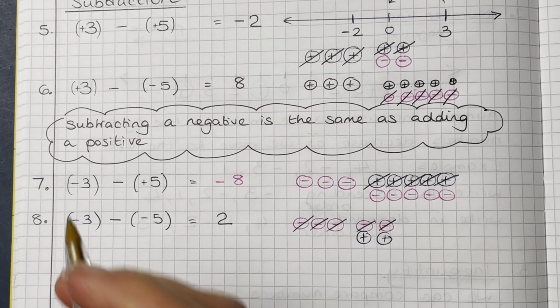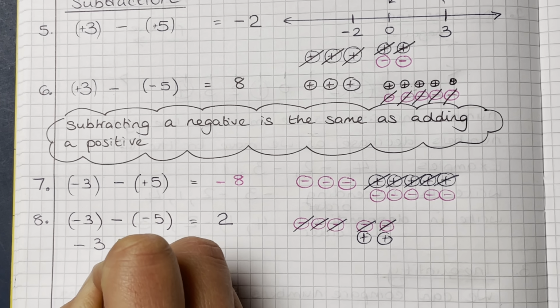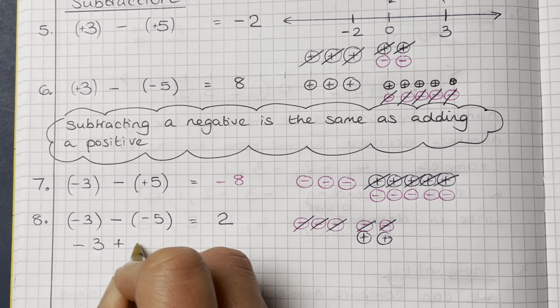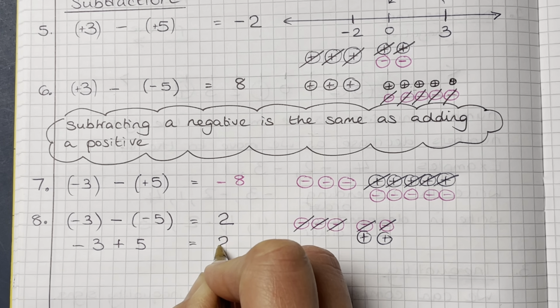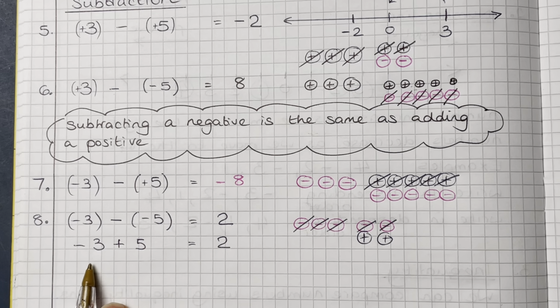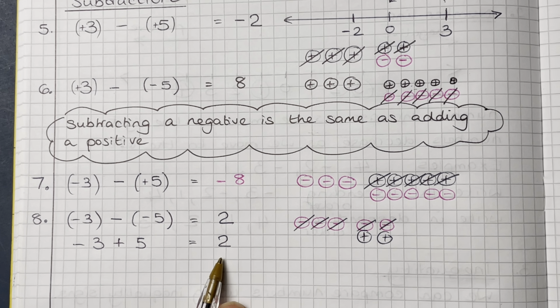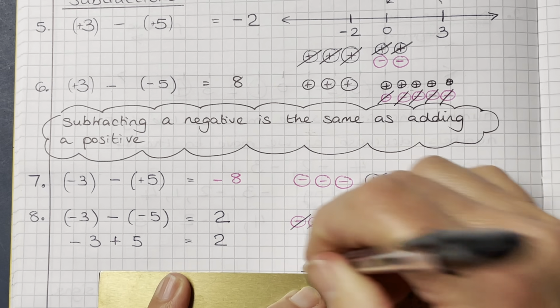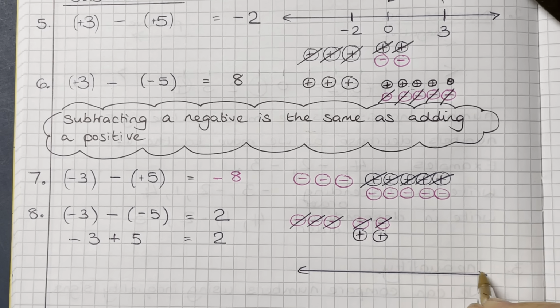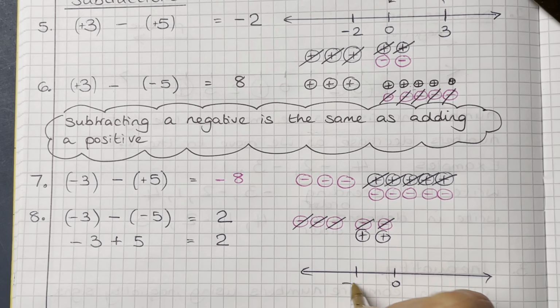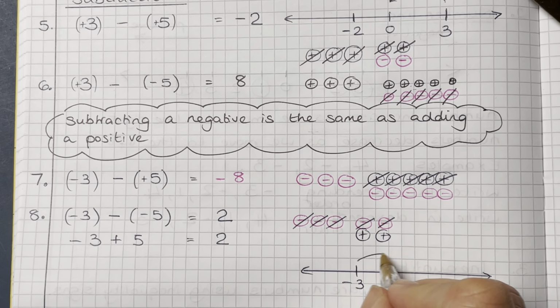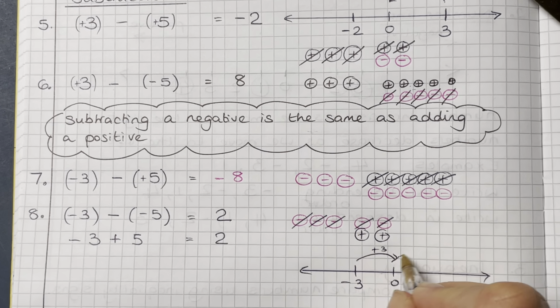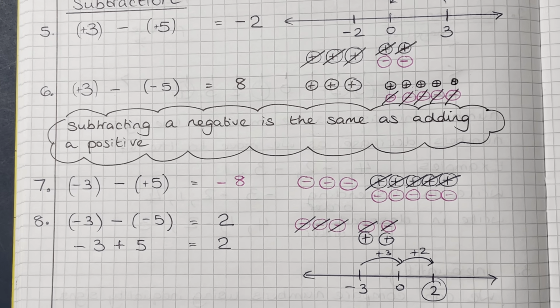So I could have written that as -3 plus 5. And I can now see that -3 plus 5 gives me 2. I could check that if I wanted to using a number line. I start with -3. I add on 5, so add on 3, add on another 2. I'm going to get an answer of +2.